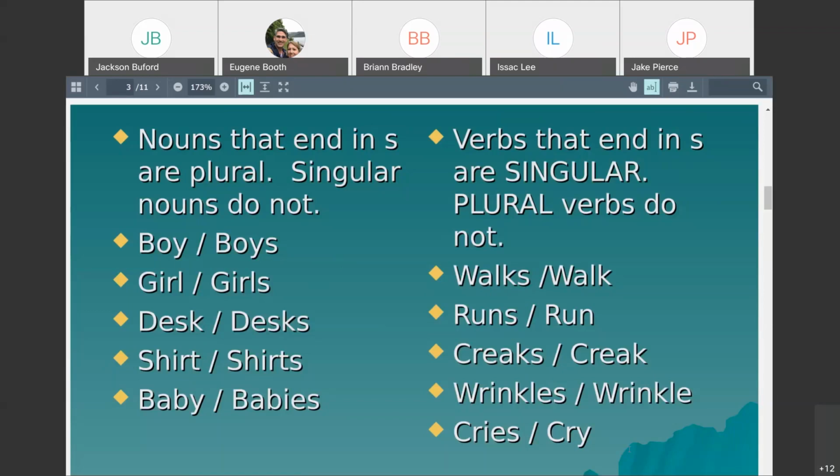Plural verbs do not. Now, here's the thing about subject-verb agreement. This is the thing that you have to remember. A singular subject always goes with a singular verb. A plural subject always goes with a plural verb. Okay? Give me a yep if you understand that.